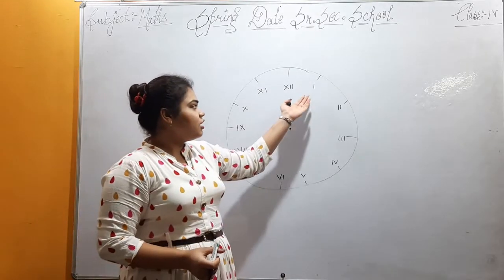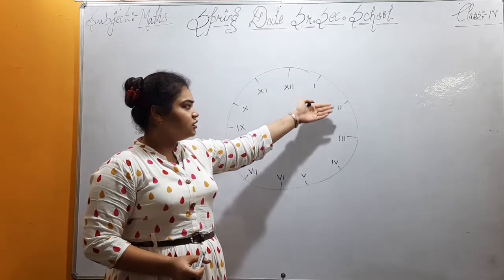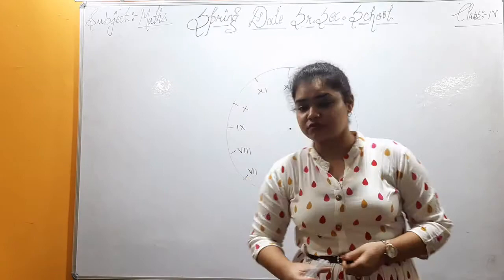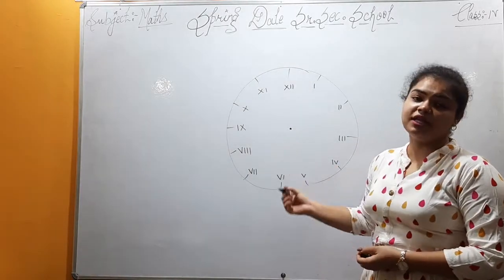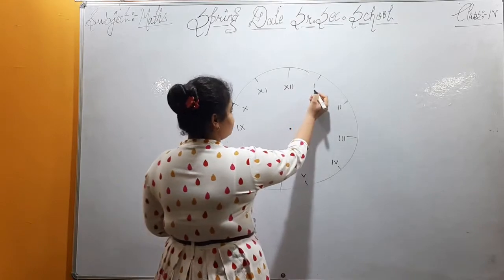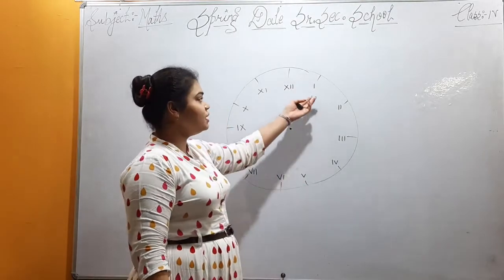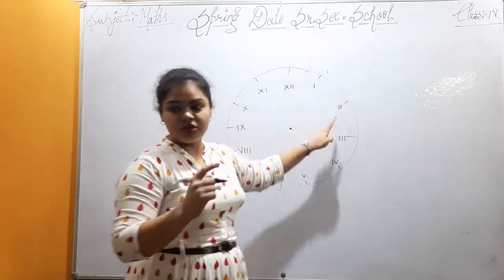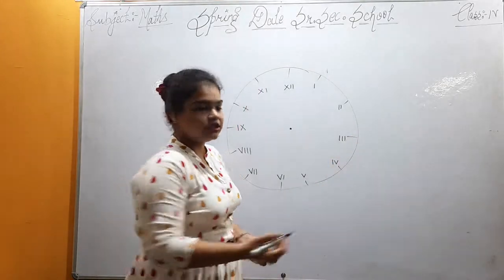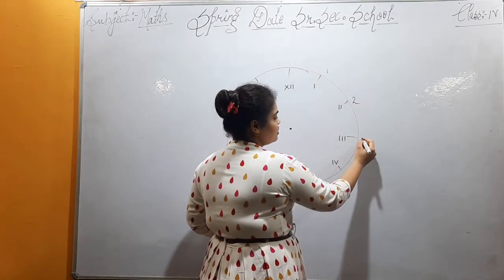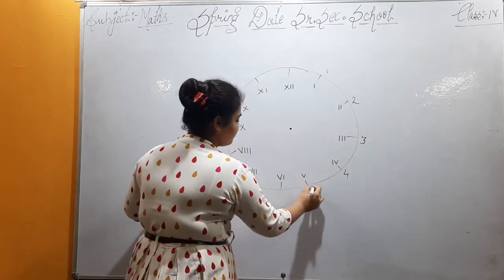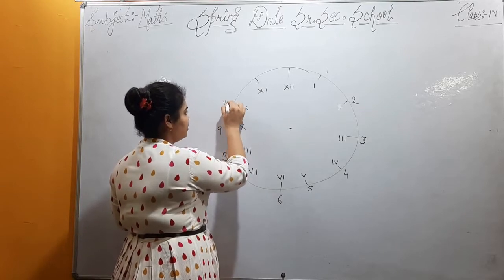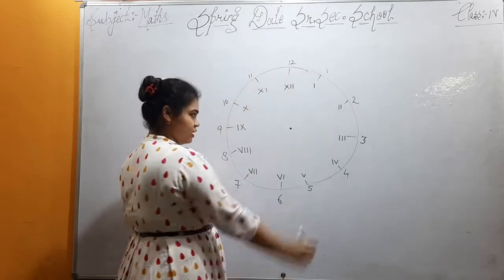Okay. What are these symbols called? I'll tell you what these symbols denote, which number they are denoting. This is I, and what does this symbol denote? 1. This is II. So what does this denote? The number 2. Then 3, 4, 5, 6, 7, 8, 9, 10, 11, 12.